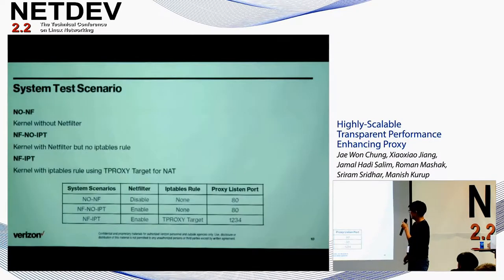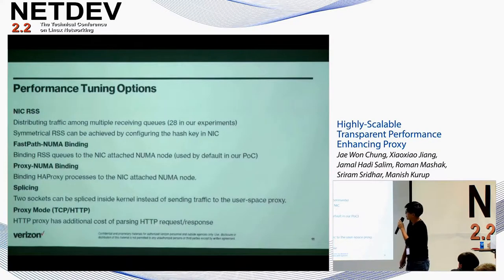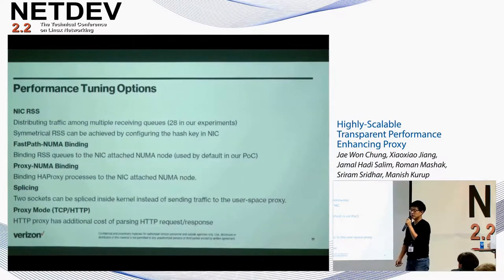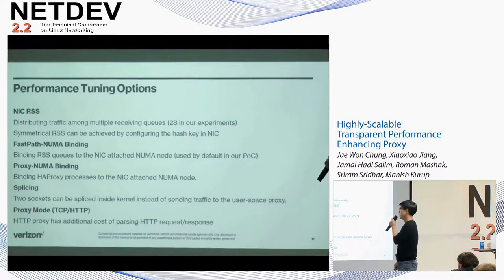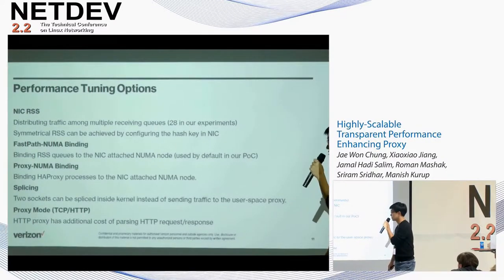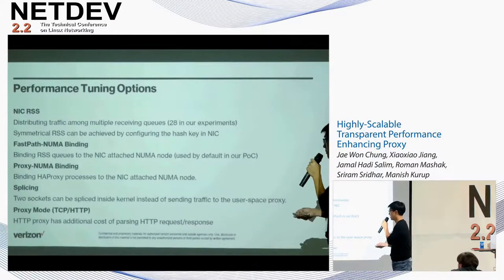Okay. All right. So, the performance tuning options that we considered. Obviously, NIC RSS: distributing traffic among multiple receiving queues will increase the parallelism in packet processing. So that is a must. An option to consider: we considered symmetric and asymmetric RSS.